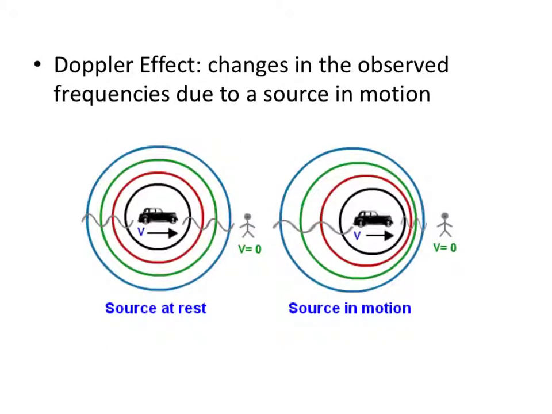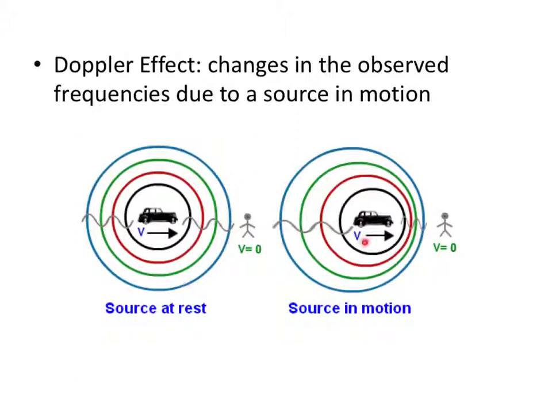The last thing we're going to talk about in relation to waves is something called the Doppler effect. The Doppler effect is a change in the observed frequency due to a moving source. Let's say that the source here, for example, is a car. Maybe he's leaning on his horn, and he's at rest. You can see here the waves are spreading out in both directions, going out in front and behind him. But all of the waves look identical because the source is at rest.